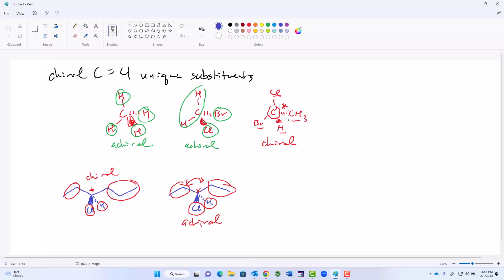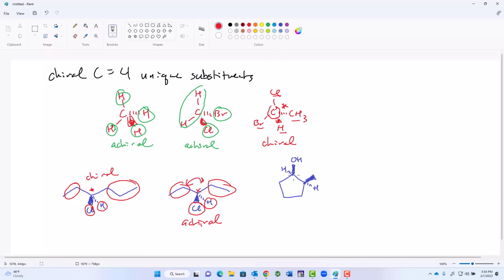We can do this with cyclic structures as well. For instance, say I have this structure here, and I'm going to put a methyl, and I'm going to put an OH. Remember that each of these points has an implicit hydrogen.